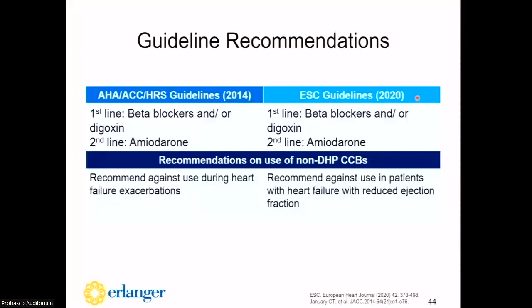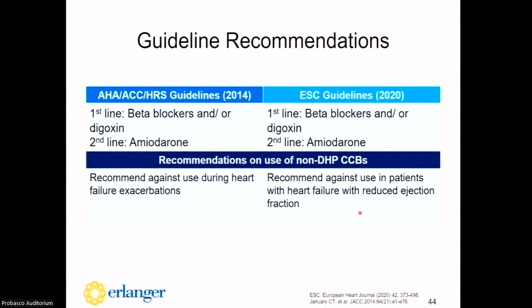So the guidelines recommend similarly beta blockers as your first agent and/or digoxin, and then amiodarone as your second line option. They specifically recommend against the use of non-dihydropyridine calcium channel blockers during heart failure exacerbations for the AHA, ACC, HRS guidelines, and then specifically in patients with reduced ejection fraction for the European Society of Cardiology guidelines.